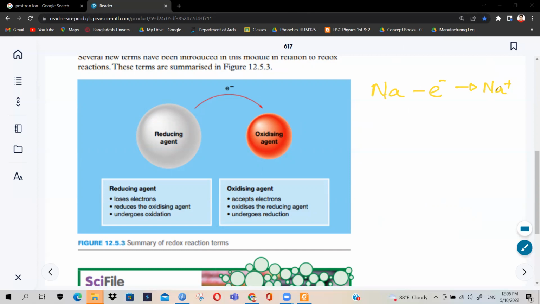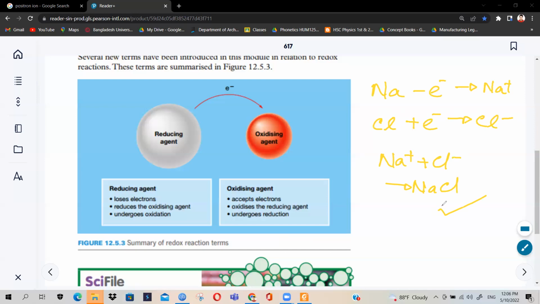It will be taken by oxidizing agents. For instance, chlorine. Chlorine will take this electron to get chloride ion, and altogether they will form Na+ and Cl-, sodium chloride. This is how an equation, or redox reaction, forms.